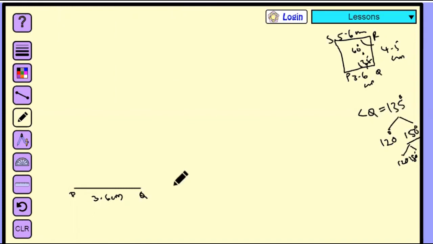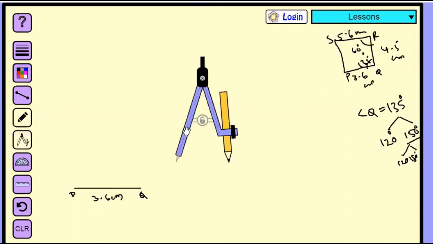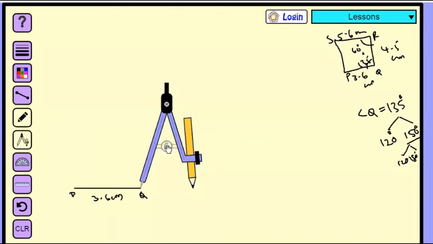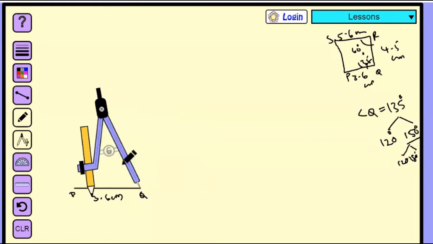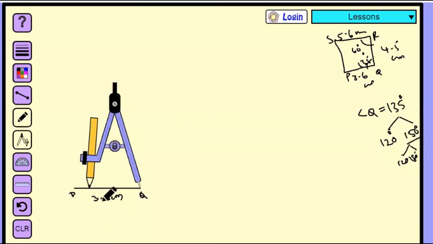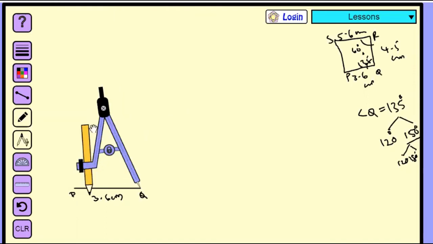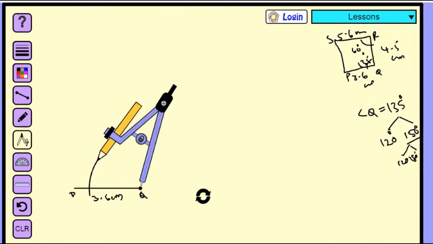Now let's go to the construction part of the angle 135 degrees. For that, you should take the compass radius more than half of the length of this PQ. So I'm taking approximately the maximum length of this line segment PQ. Now with Q as the center, draw an arc here.